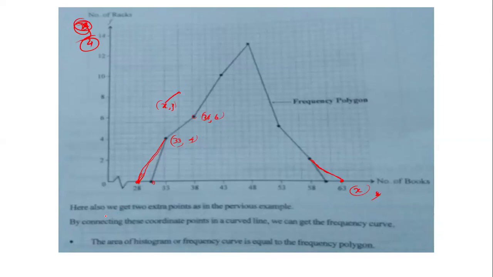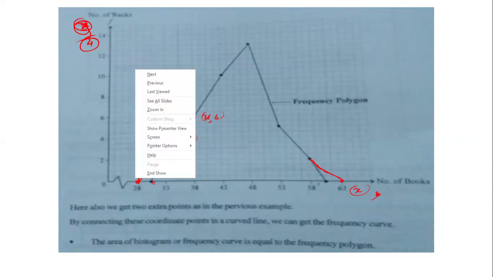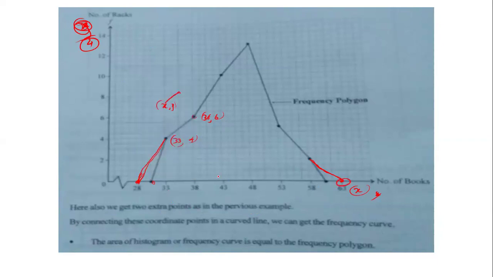Yeah, right. Here also we get 2 extra points as in the previous example. What are these 2 extra points? 28 and also 63. I think you completed this part. By connecting these coordinate points with a curved line, we can get the frequency curve. The area of the histogram is equal to the area under the frequency curve.